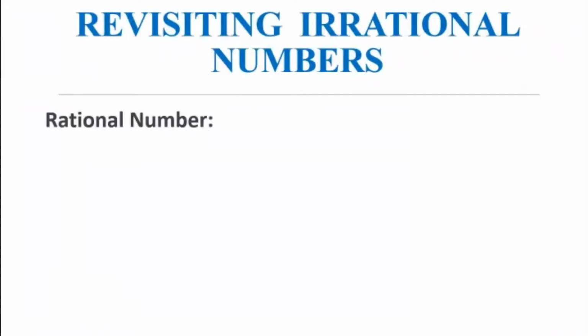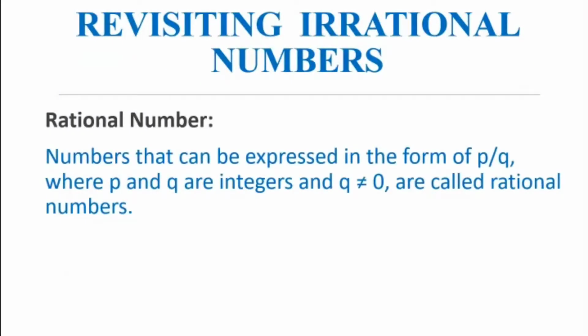Now what are rational numbers? If you remember, the numbers that can be expressed in the form of p upon q, where p and q are integers and q not equal to 0 are called rational numbers. So what are irrational numbers? The numbers that cannot be expressed in the form of p upon q, where p and q are integers and q is not equal to 0 are called the irrational numbers.